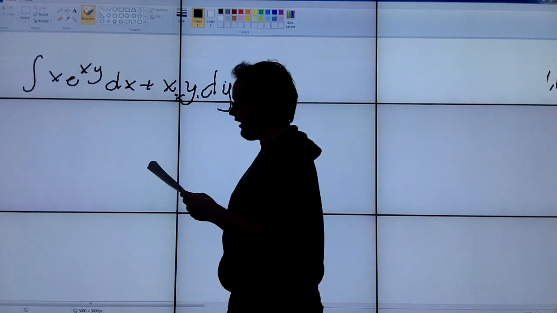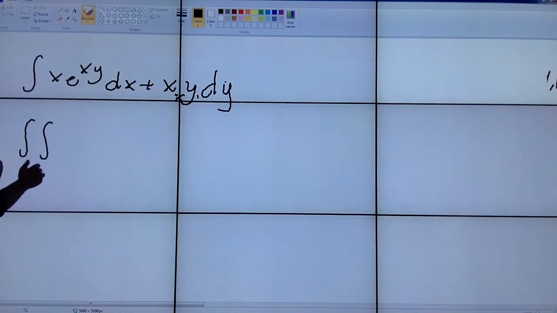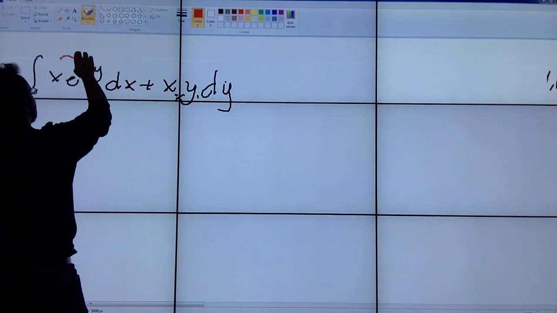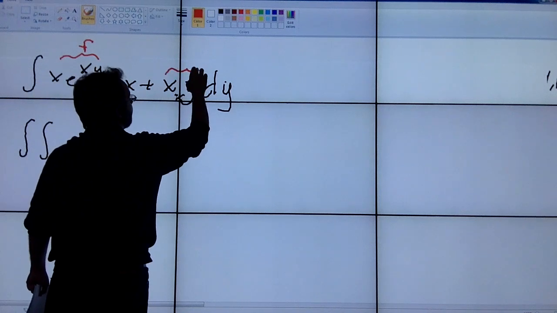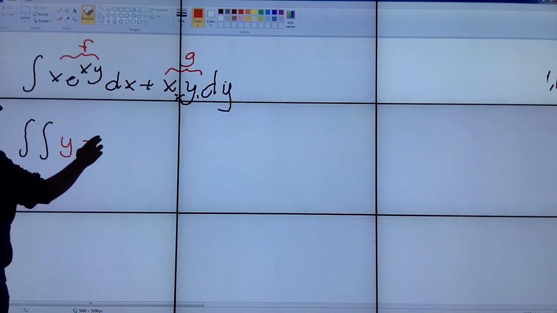What is partial g partial x? What is the partial derivative of this guy with respect to x? This is f, that's g. What's partial g partial x? What's the partial derivative of x times y with respect to x? Y. Good job. Now, the partial derivative of x e to the xy with respect to y. What would that be? X squared e to the xy.